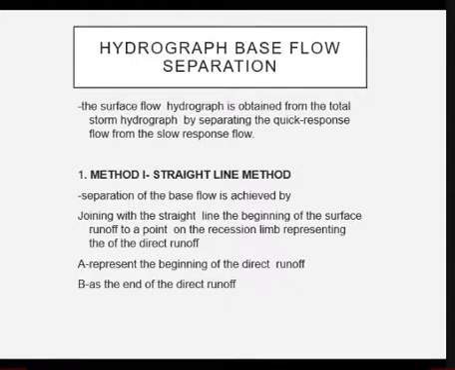Hydrograph base flow separation. The surface flow hydrograph is obtained from the total storm hydrograph by separating the quick response flow from the slow response flow.